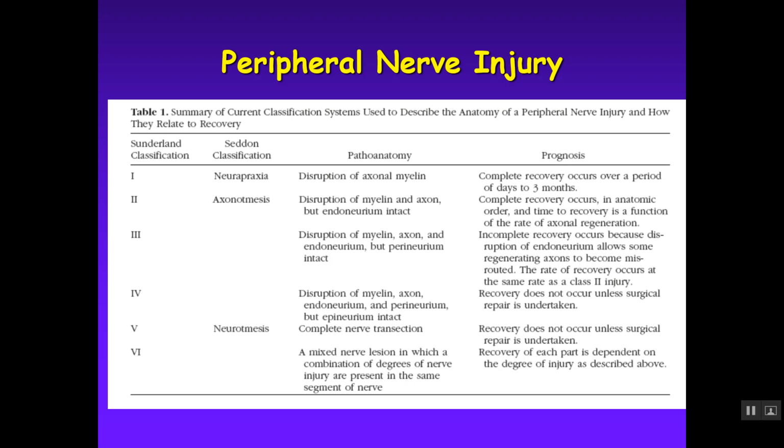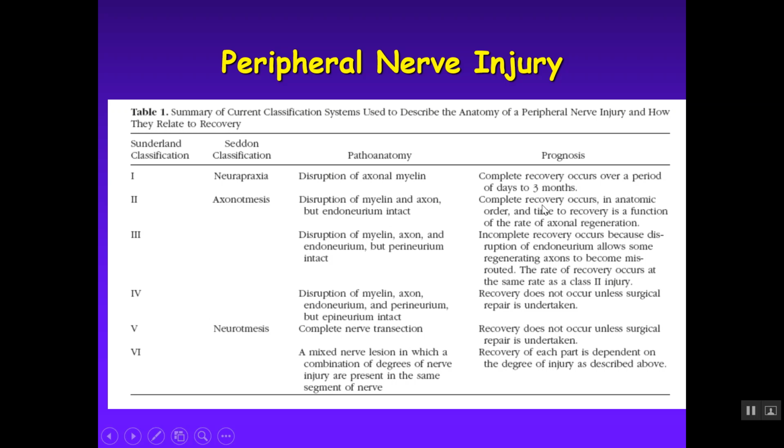Sunderland classification 2, now we're into what's called an axonotmesis. Okay, an axonotmesis is some damage to the axon. So now we get disruption of the myelin and axon, but in a class 2, the endoneurium is still intact. So now you're damaging the myelin and the axon inside, but the endoneurium around that axon and myelin is still intact. You haven't disrupted that endoneurium. You've just messed up the axon and the myelin inside that endoneurium, that little layer of wrapping around the nerves.